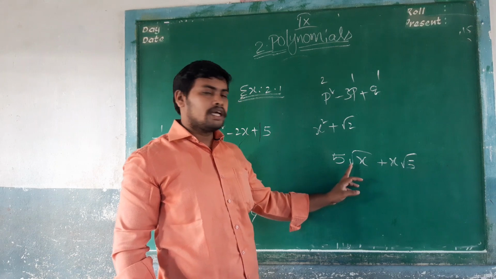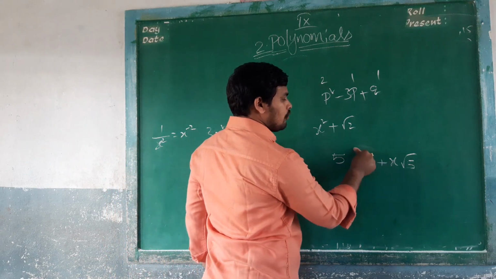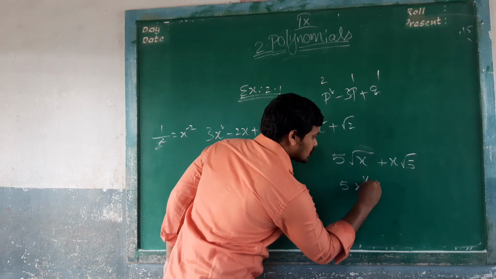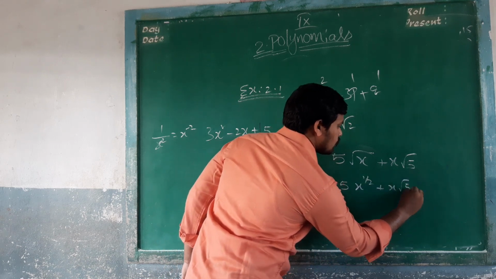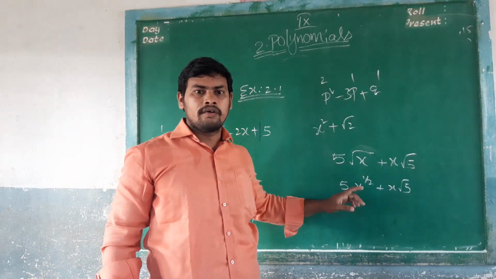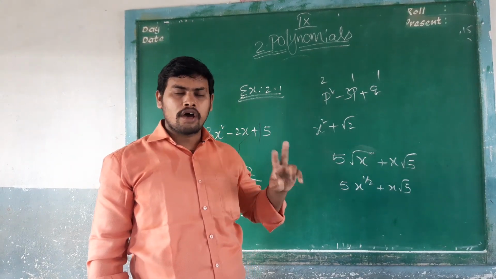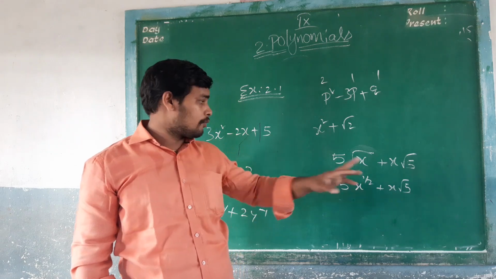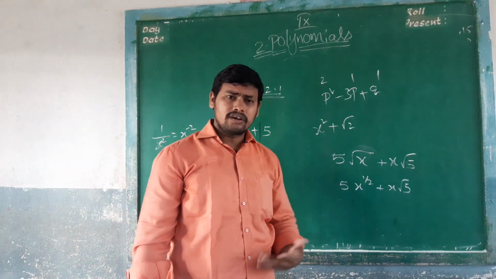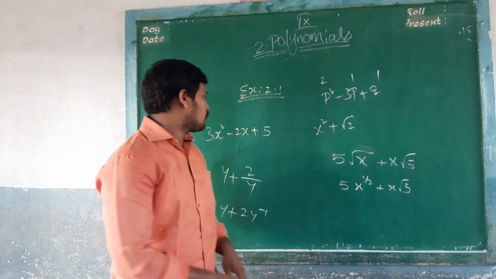Next, 5 root x. Root x can be written as x power 1 by 2, so 5 root x is root 5 into x power 1 by 2. Here the power is in fraction format. Whenever the power is in fraction format or a negative integer, it is not a polynomial. So next, move on to the last one.